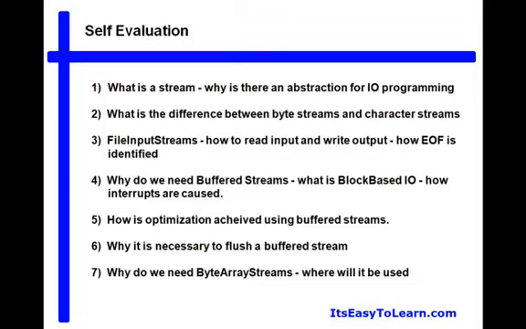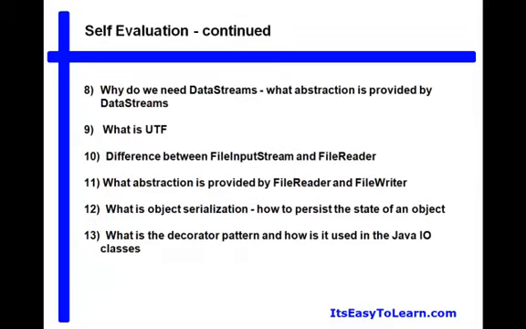Why is it necessary to flush a buffered stream? Why do we need byte array streams? Why do we need data streams? What is UTF? What is the difference between the file input stream and the file reader? What abstractions are provided by the file reader and the file writer? What is object serialization and how do we persist the state of an object? And what is the decorator pattern and how is it used in the Java IO classes?